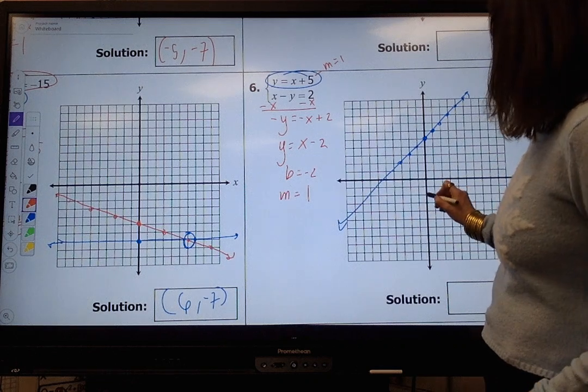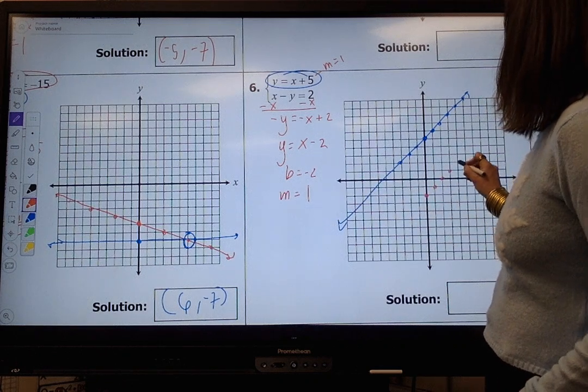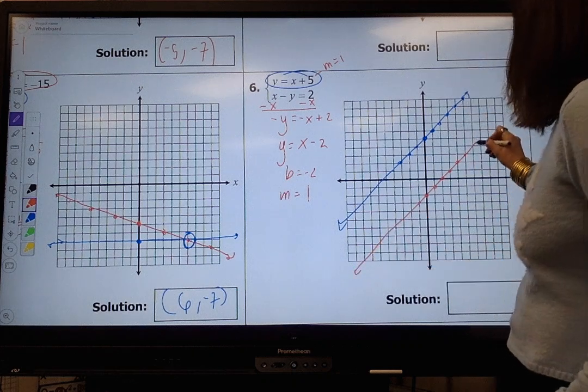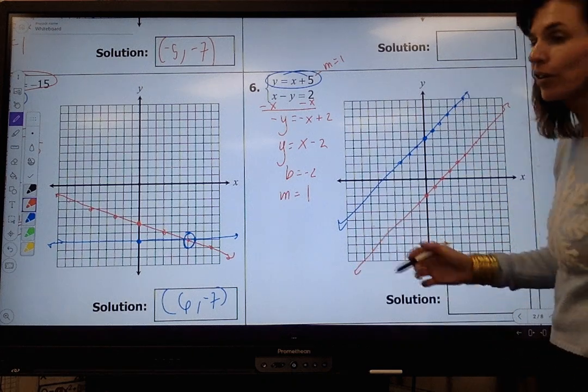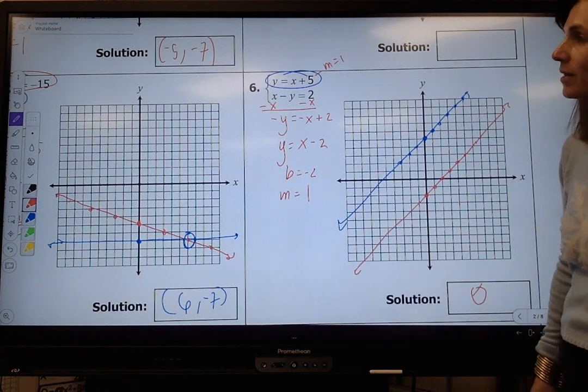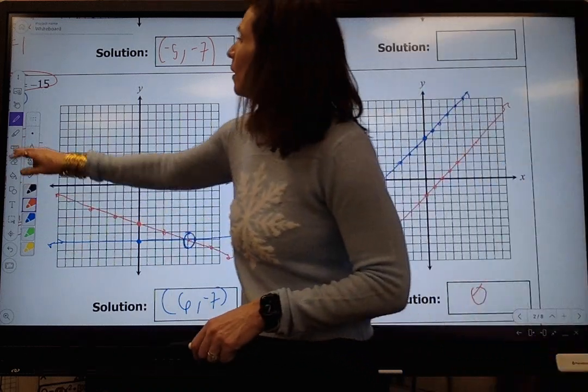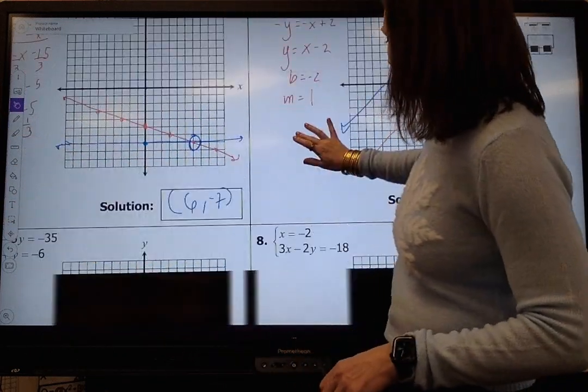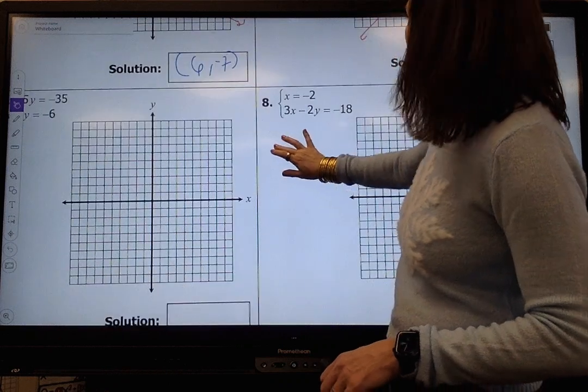So now I'm going to graph negative 2. My slope is positive 1. So how many times do these lines intersect? Never. So there is no solution because they never intersect. All right, let's do one more. Let's do this guy.